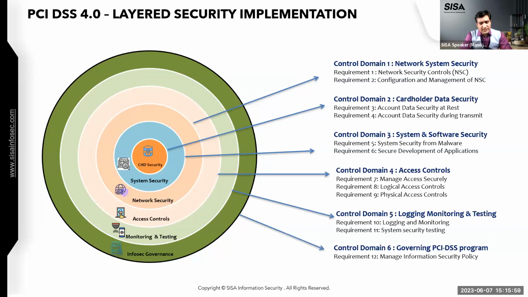Control domain number 6 talks about governing the PCI DSS program. Now here you will see that in most of the other frameworks, normally they start with governance first, but it's a little different in PCI DSS. We are talking about governance and concluding all the requirements under this particular control domain. So this is where we talk about information security policies, requirements, how you maintain compliance, how well you do the scoping, how frequently you need to do certain activities, and those kind of things, including managing your third-party service providers as well. So these are the 6 control domains in PCI DSS.